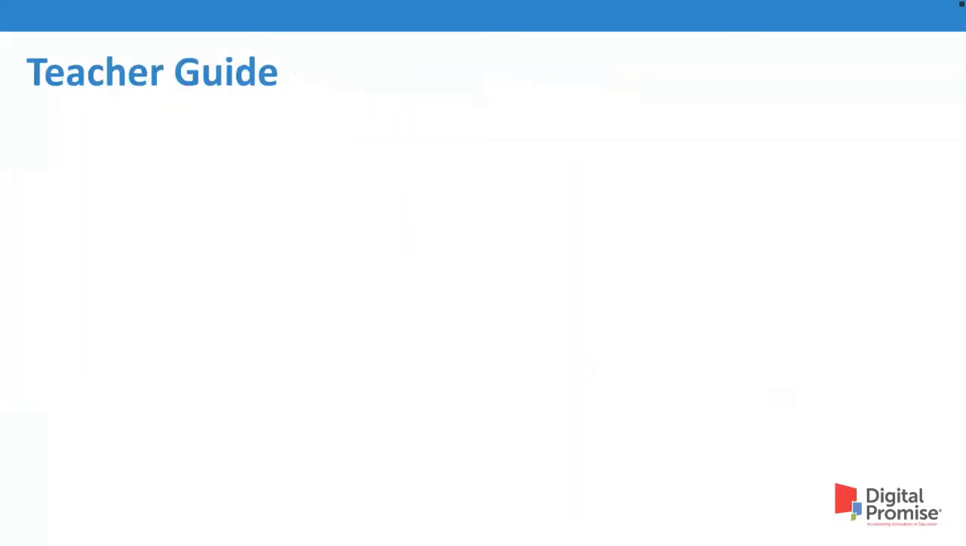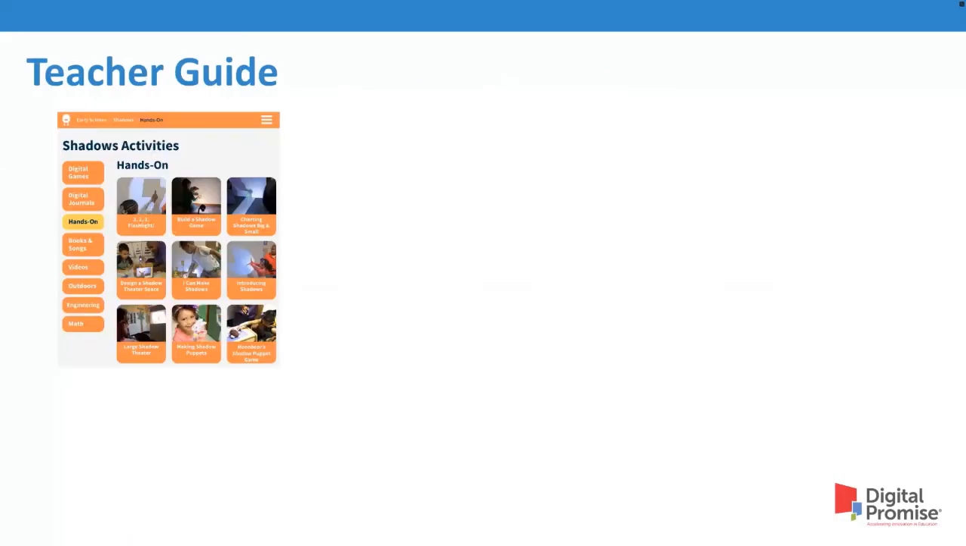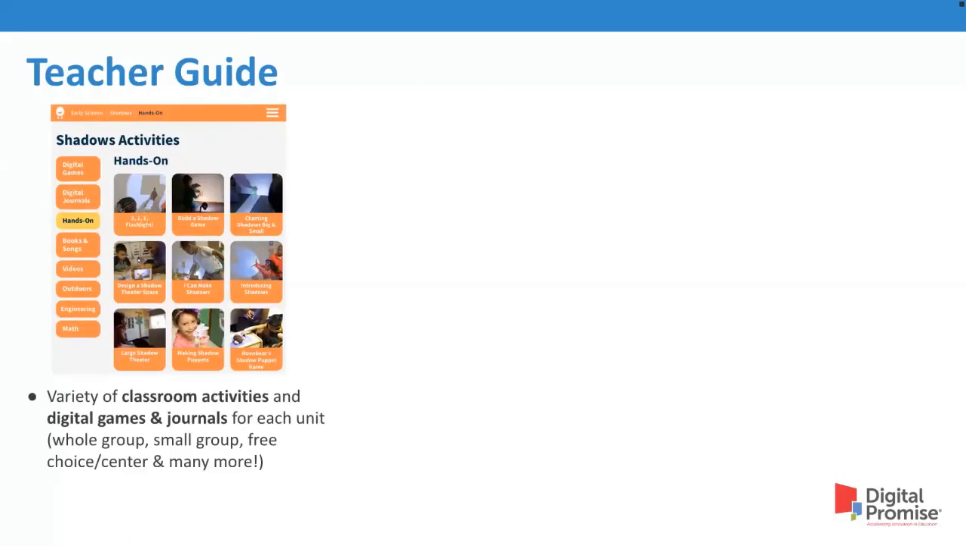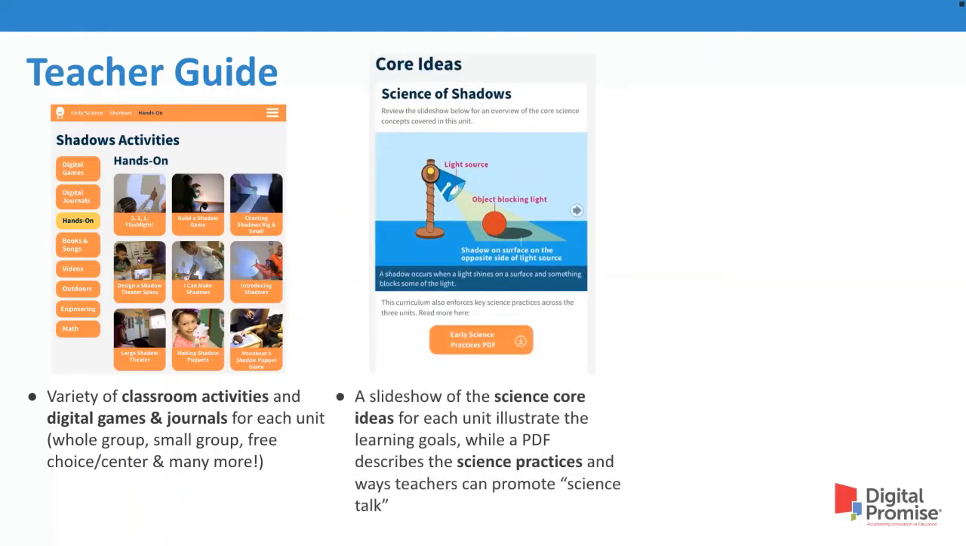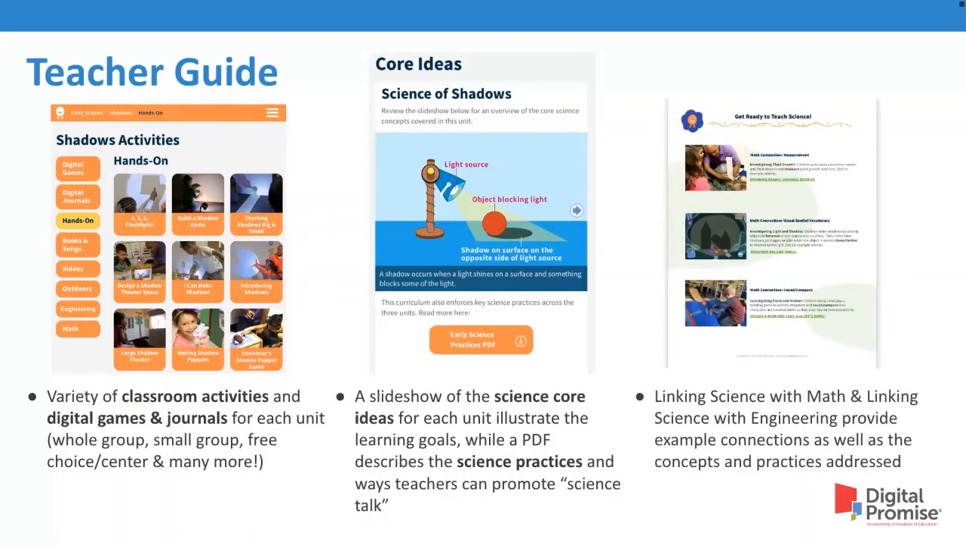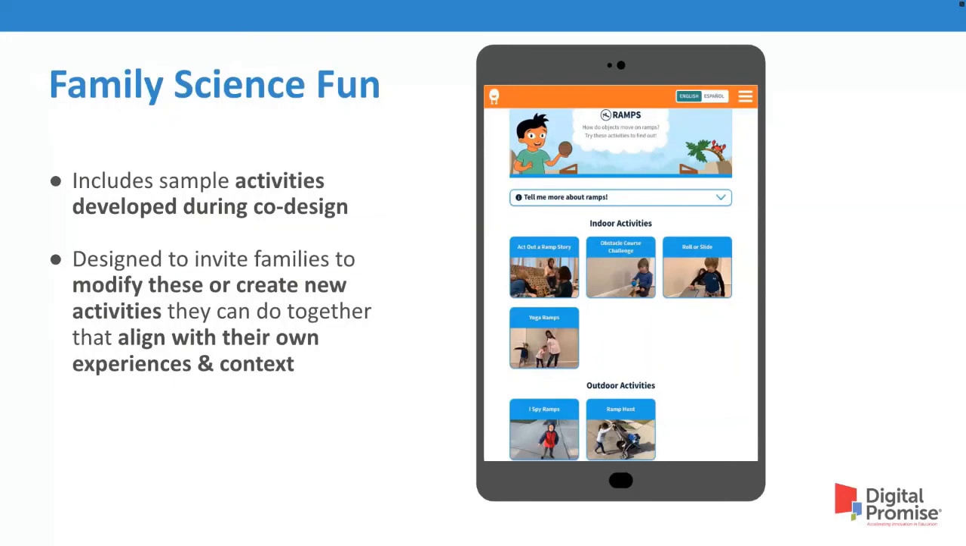The digital teacher guide developed includes a variety of activities around plants, ramps, and shadows. Teachers can find support around science core ideas and practices, and how science links to math and engineering. Teachers can also share the Family Science Fun Guide with families in their classrooms to connect home and school learning. It includes activities developed during co-design and is available in English and Spanish.